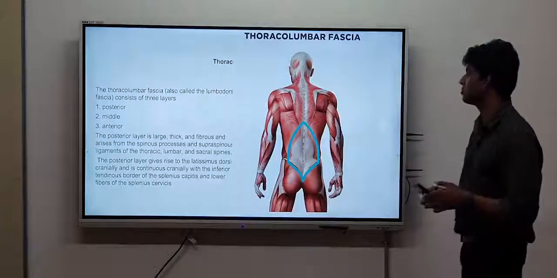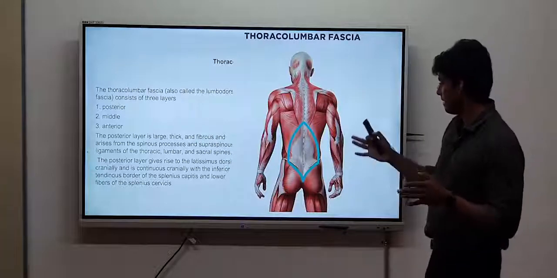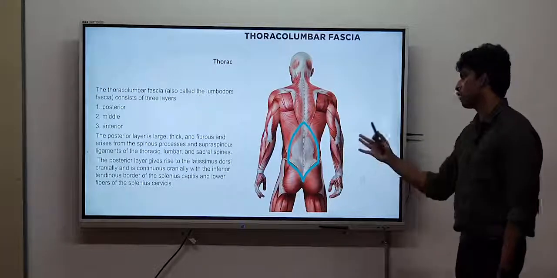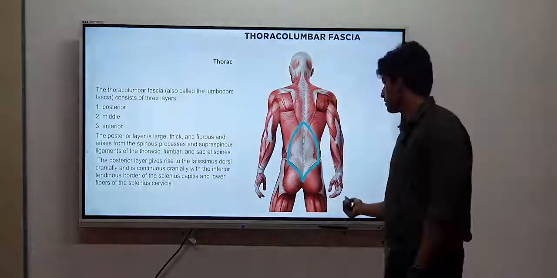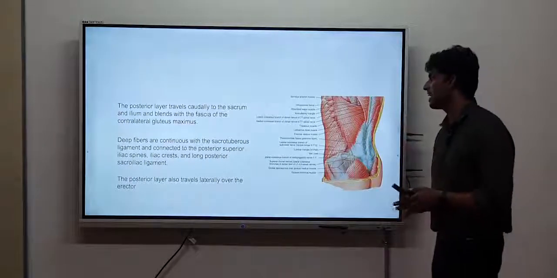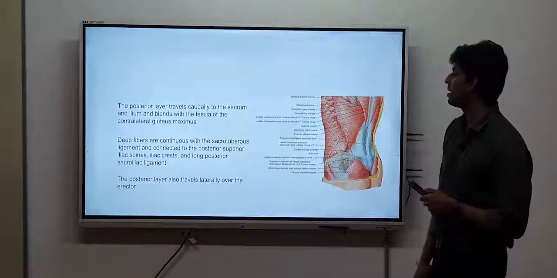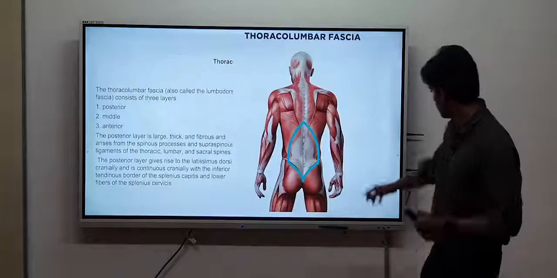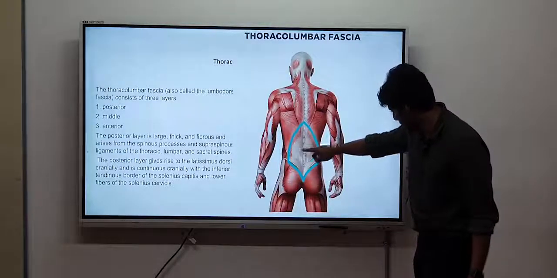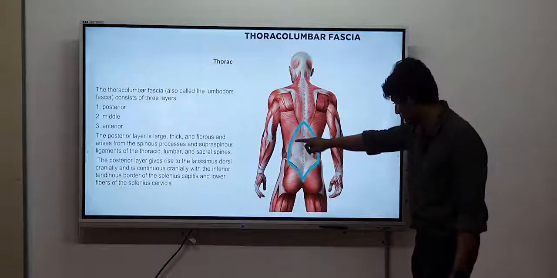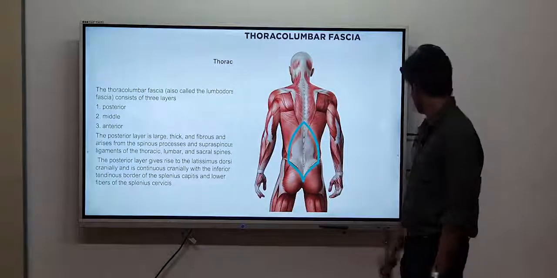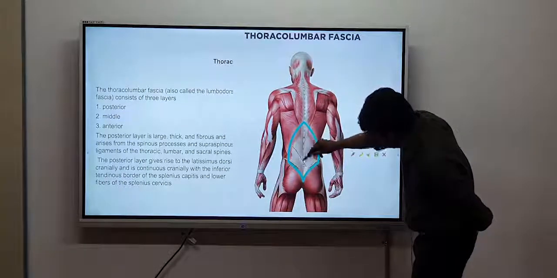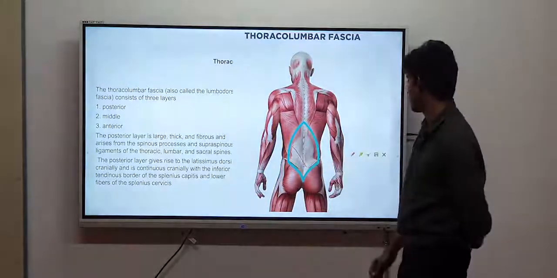The posterior layer gives rise to latissimus dorsi, and cranially it is continuous with the inferior tendinous border of the splenius capitis and lower fibers of the splenius cervicis. The posterior layer travels caudally to the sacrum and ilium and blends with the fascia of the contralateral gluteus maximus. See here, the fibers are traveling like this and getting blended with the contralateral gluteus maximus.